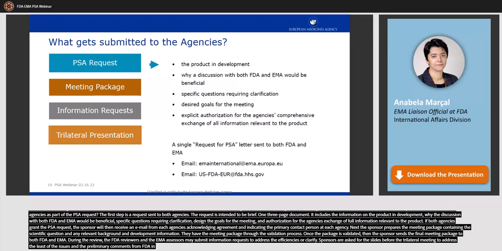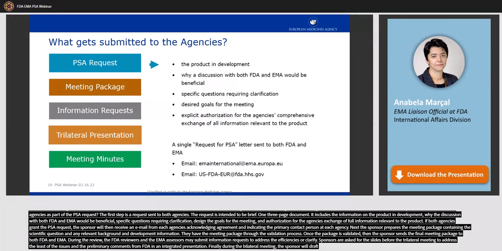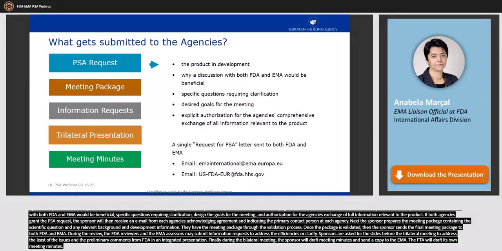And finally, during the trilateral meeting, the sponsor will draft meeting minutes and send a copy to the EMA. The FDA will draft its own meeting minutes. Further information on the detailed timelines to provide all these different packages will be provided by the next speaker.